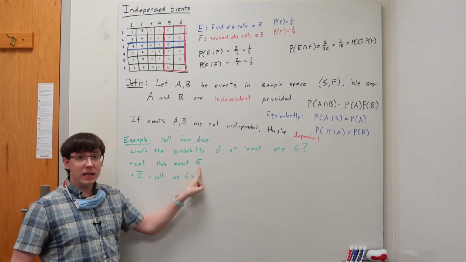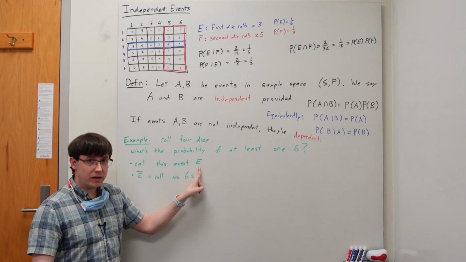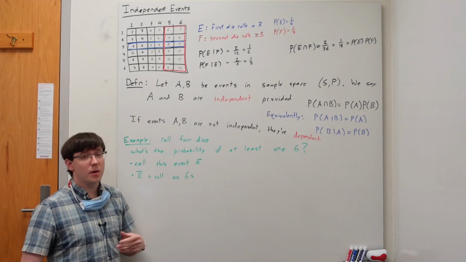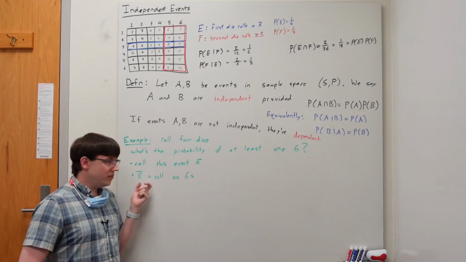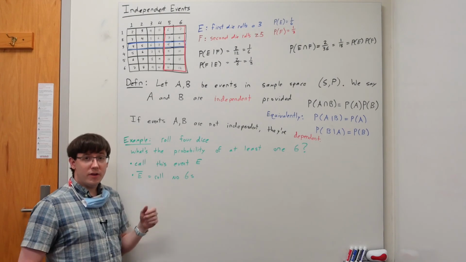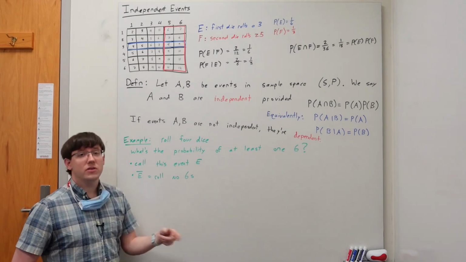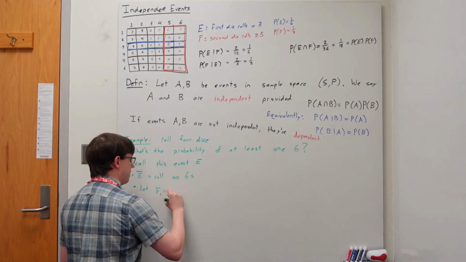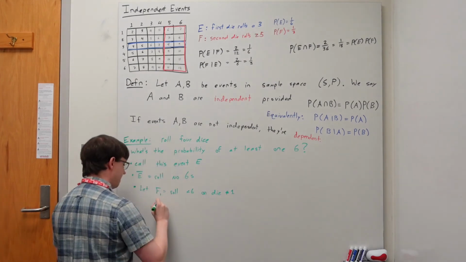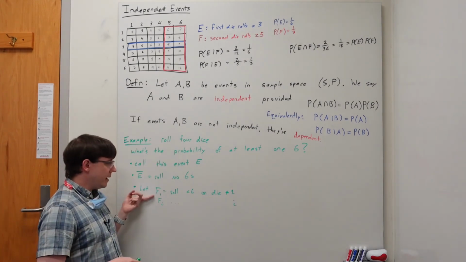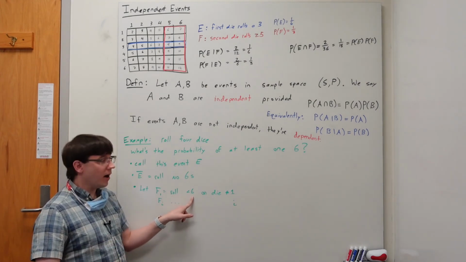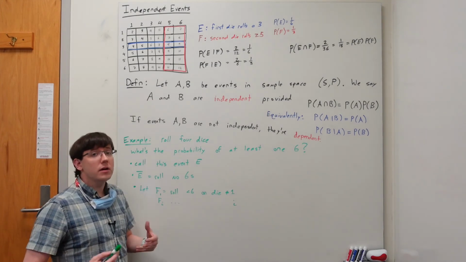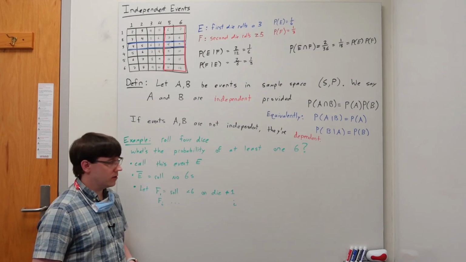And so if the event E is rolling at least 1 6, then the complement of that event is rolling no 6s among the 4 dice. And we can break this event down into events for each of the 4 dice that will be independent. So we can think about the event that we roll a 1 through 5 on the first die, and the second, and the third, and the fourth, and each of those will be independent events.